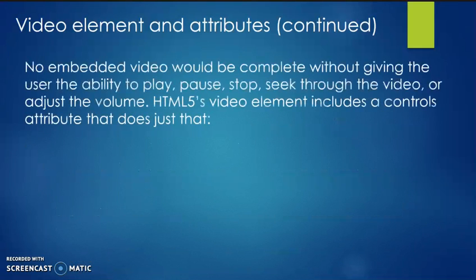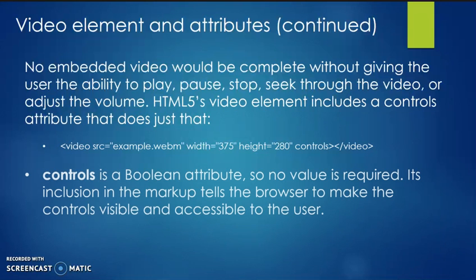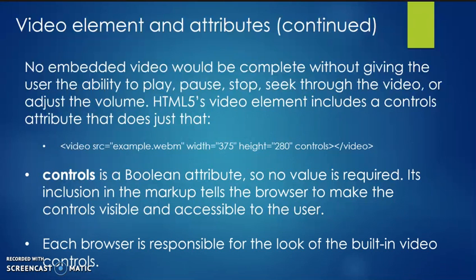No embedded video would be complete without giving the user the ability to play, pause, stop, seek through the video, or adjust volume. HTML5's video element includes a controls attribute that does just that. As you can see below, the controls attribute is at the end. Controls is a Boolean attribute, so no value is required. Its inclusion in the markup tells the browser to make the controls visible and accessible to the user. Each browser is responsible for the look of the built-in video controls.